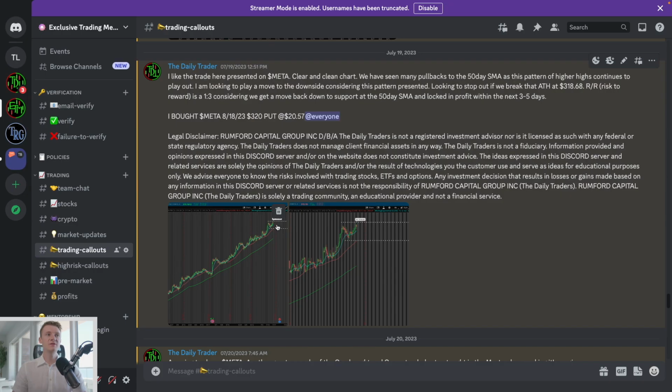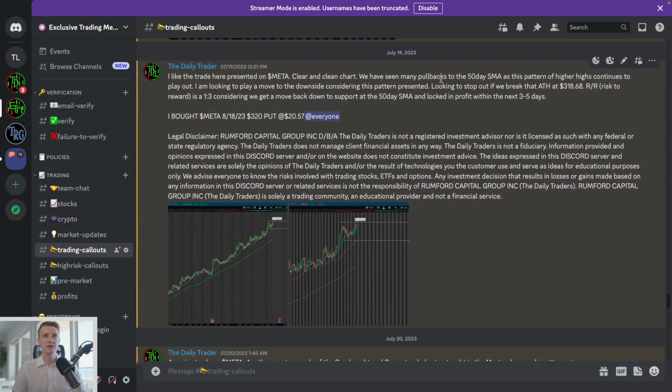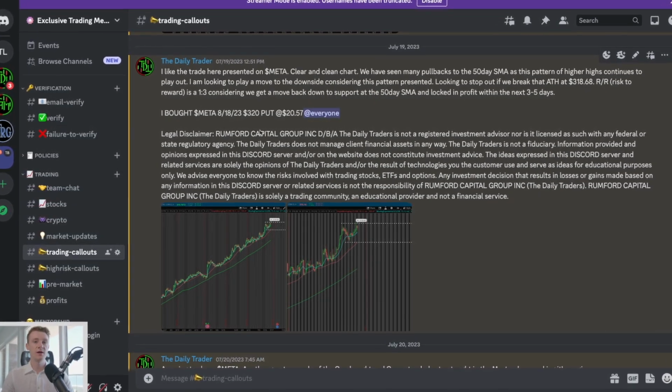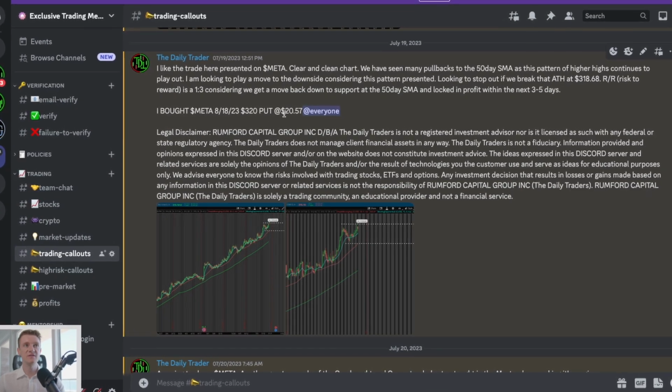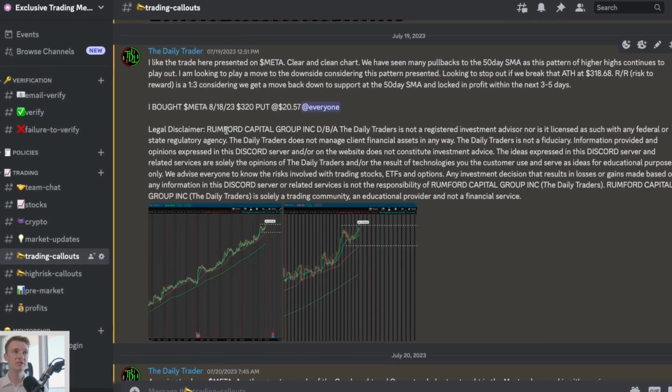I then entered this position after running through the risk to reward factors, making sure that this was a trade I could put on, and posted that inside the mentorship group. I'll show you my call out. You can see the bigger picture of the overall trend. Meta was forming a very clear and clean chart with a very consistent pattern. I explained the entry behind this position as I just did to you. I bought the Meta August 18th, 2023, $320 puts at $2,057 a contract, or $20.57 in option terms, and posted that out to the group.